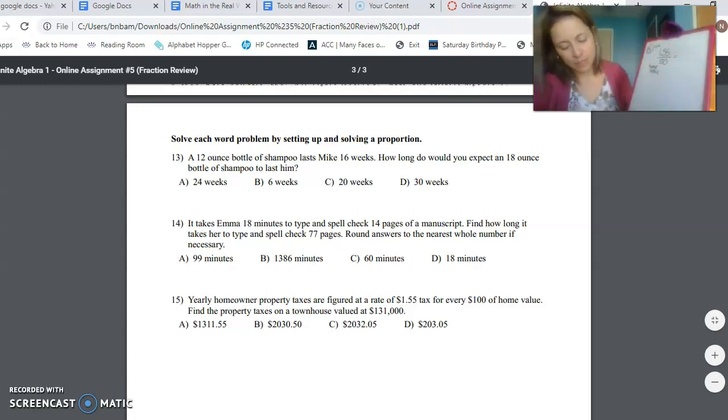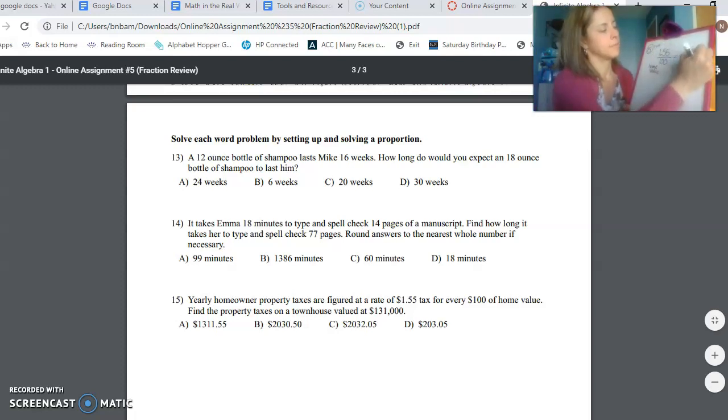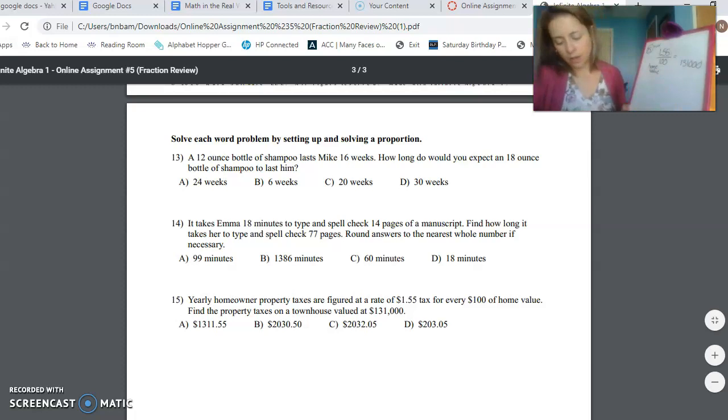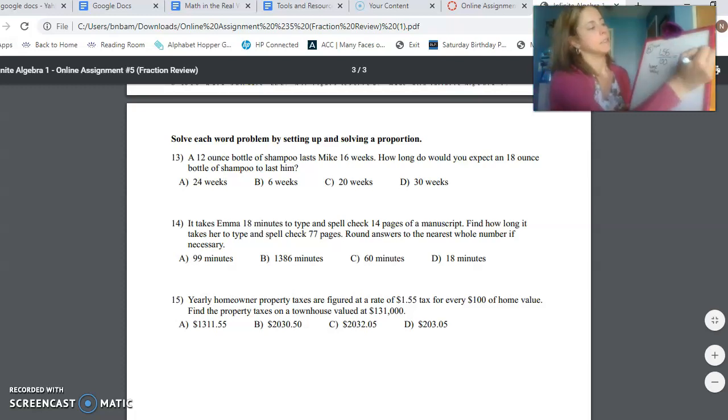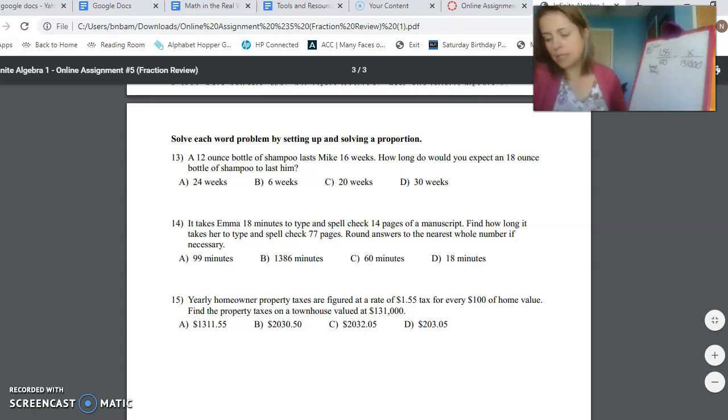It says find the property taxes on a townhouse valued at $131,000. So we know what the home value is for the second one. It's $131,000. But we don't know what the property taxes are, so we're going to put an X there. Okay. And once you have these set up, you're just going to cross multiply and divide.